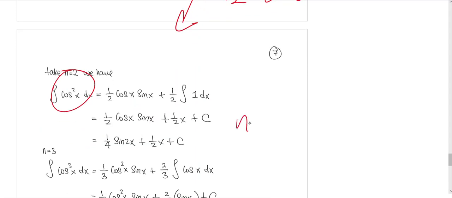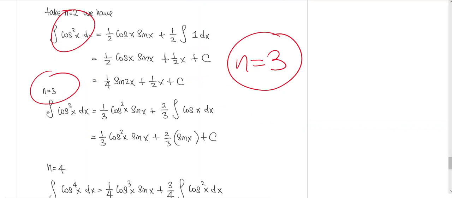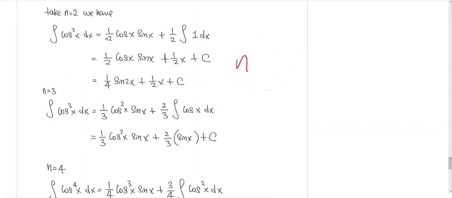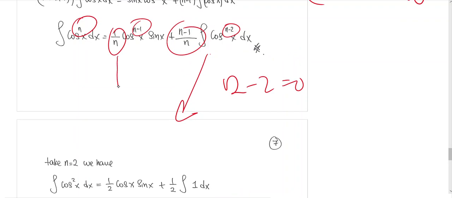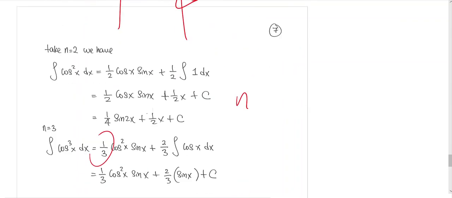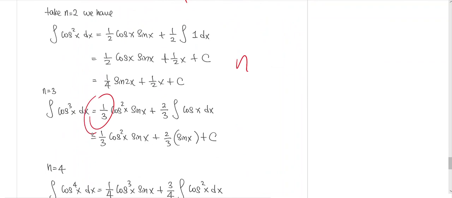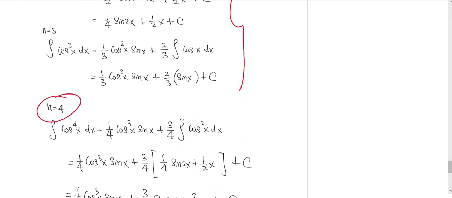And you can try to figure out what happens for n equal to 3. If you apply the formula, changing to n equal to 3, you have that. And so we also know how to do this, so we get this answer. That's kind of like our base case, the easy case. And then for n equal to 4, you substitute n equal to 4, and you will get this.